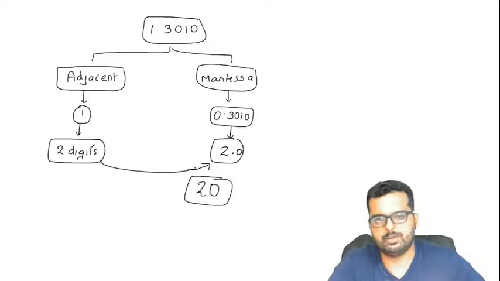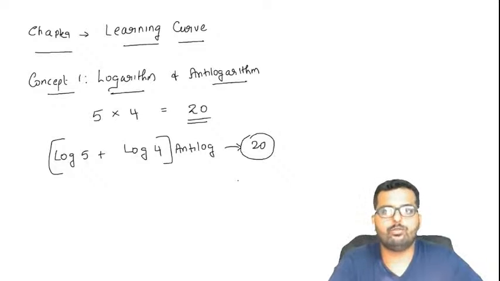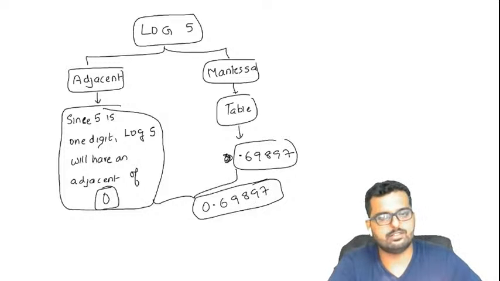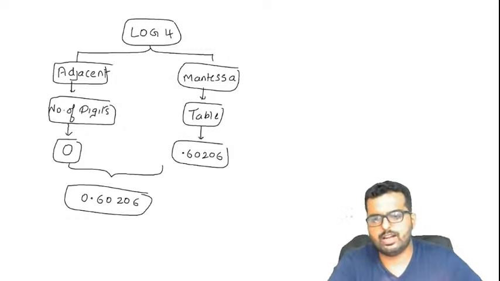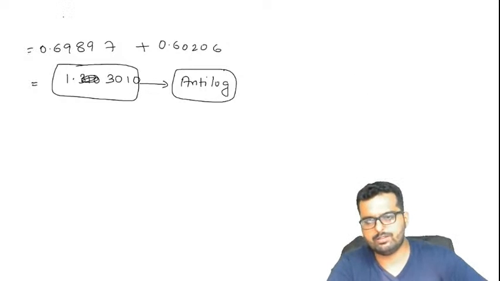Alright friends, have you all put up till here in your books? So friends, ideally what I did was, when you do 5 into 4, instead of doing 5 into 4 in logarithm, we can do it as 5 plus 4. So log 5, we got the answer as 0.6989. Log 4, I got the answer as 0.60206. Finally, adding up these two, this is nothing but log 5 plus log 4.